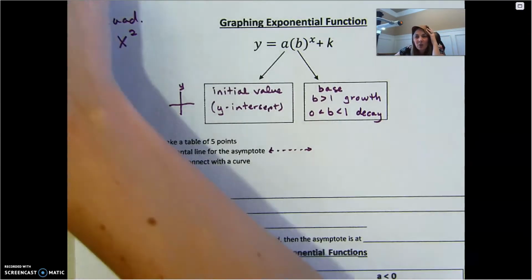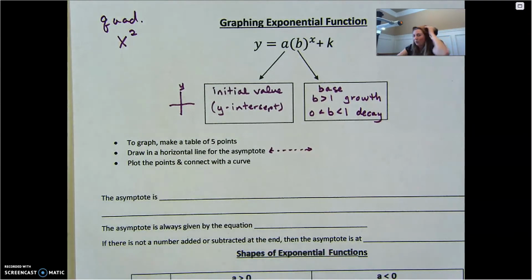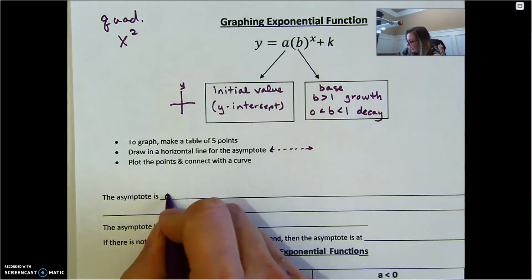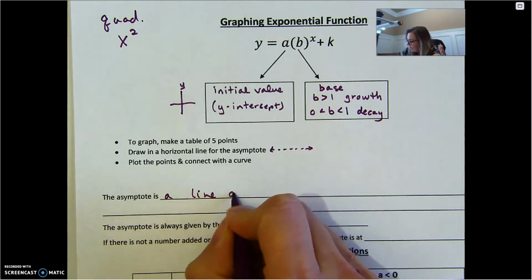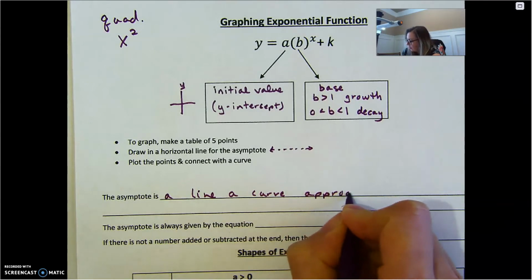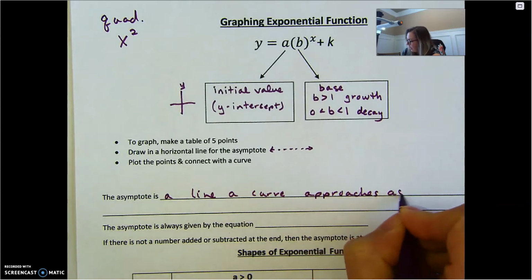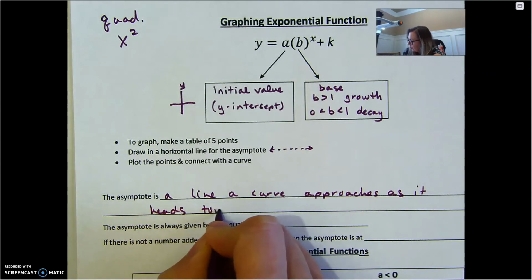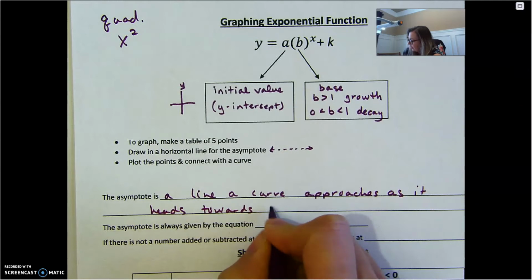So getting into what the asymptote is. The asymptote, maybe I should just go ahead and make that transition. All right, so the asymptote, this is a line a curve approaches as it heads towards infinity.